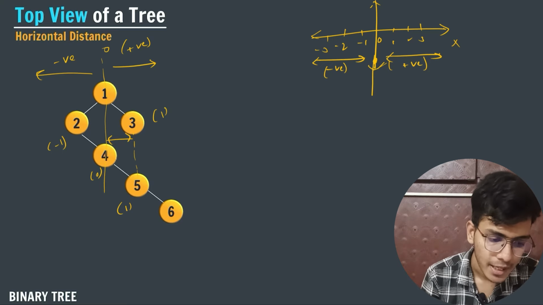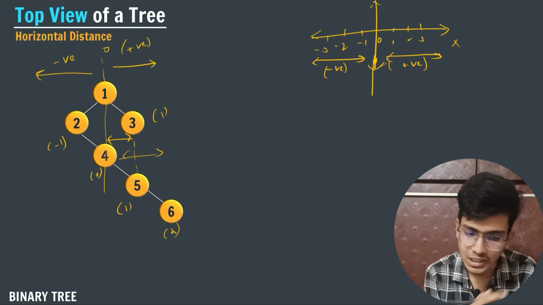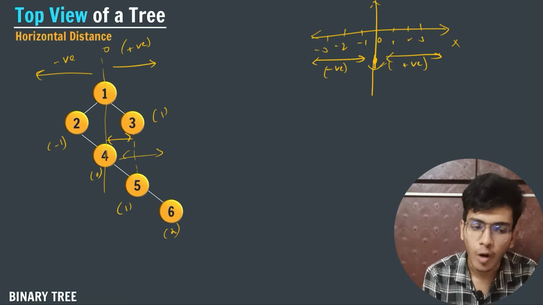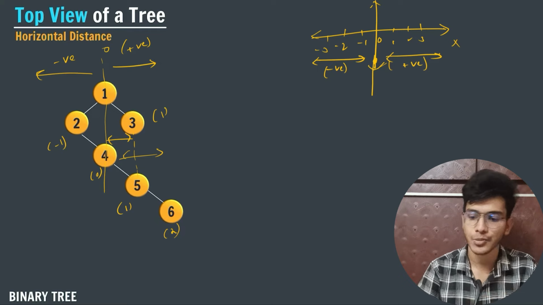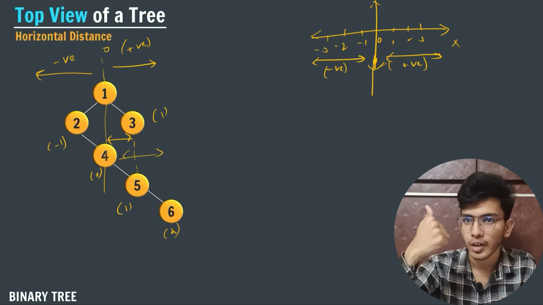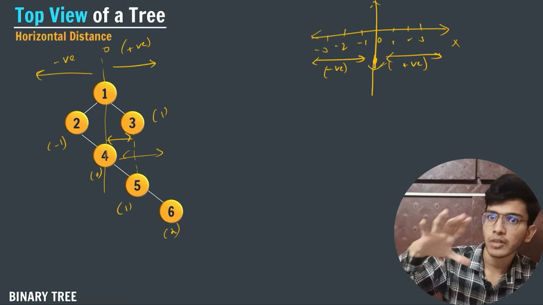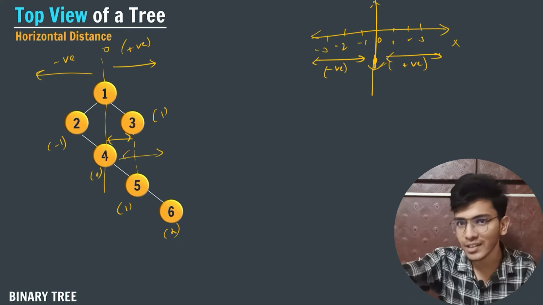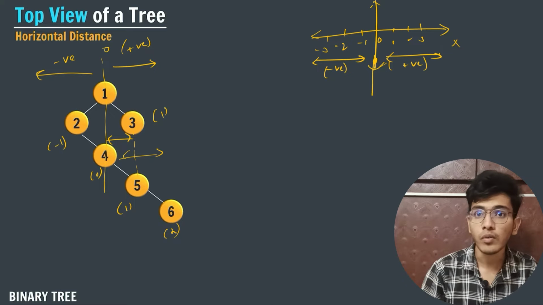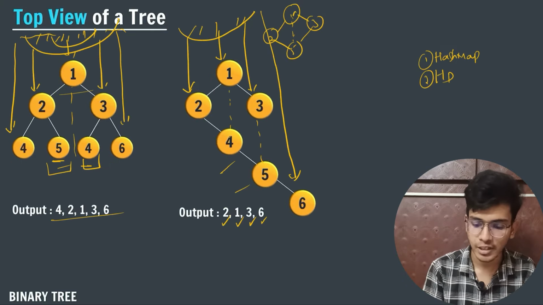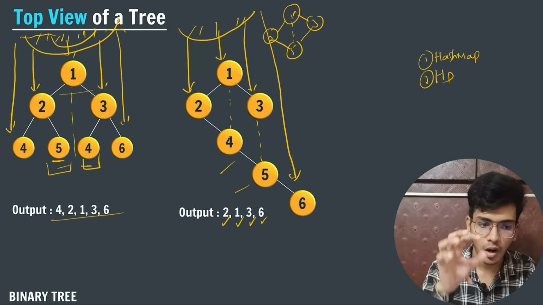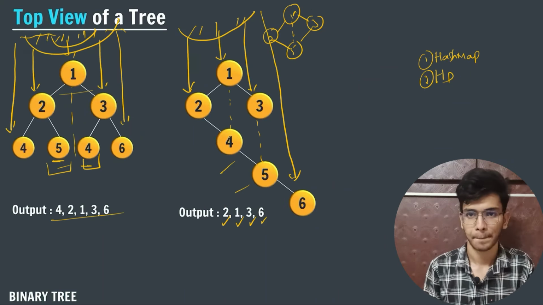Now after that, the second node, right? So the distance here will become 6. So this is the concept of horizontal distance and hash map. Now I hope you have understood the concept of hash map and the concept of horizontal distance. Now you can ask, oh Jabir, you have explained all this, but how are we going to use these two concepts to solve the top view problem?